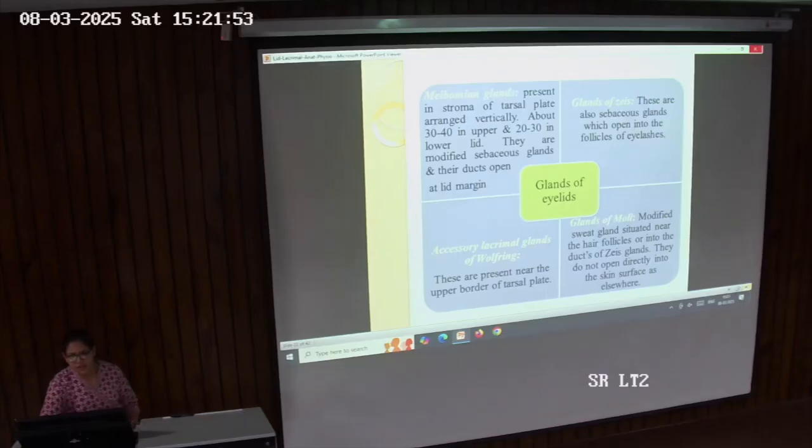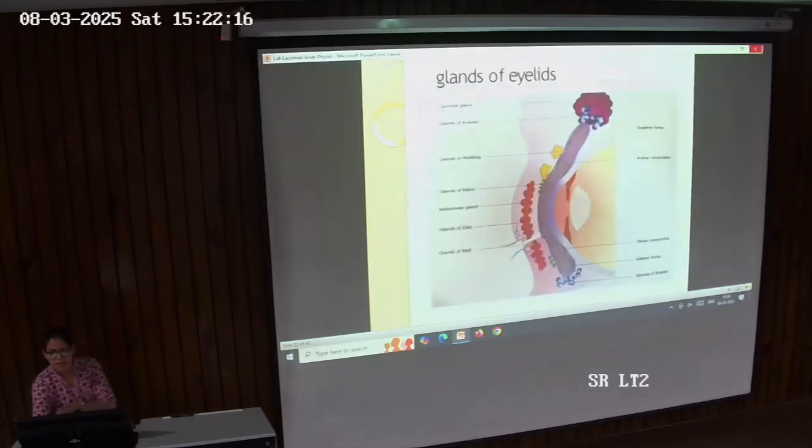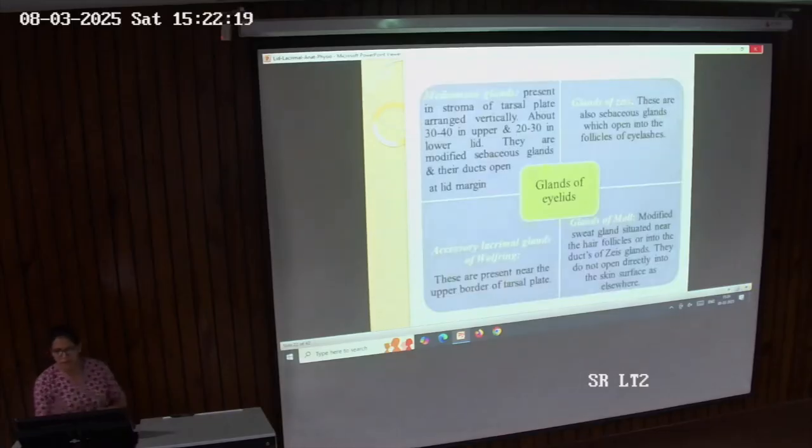Second is the gland of Zeis, which are sebaceous glands and open into the follicle of eyelashes. Another gland is the glands of Moll, which are modified sweat glands situated near the hair follicle, and they don't open directly into the skin. They open into the glands of Zeis and then open onto the surface. Now, the accessory lacrimal glands of Wolfring are present near the upper border of the tarsal plate.